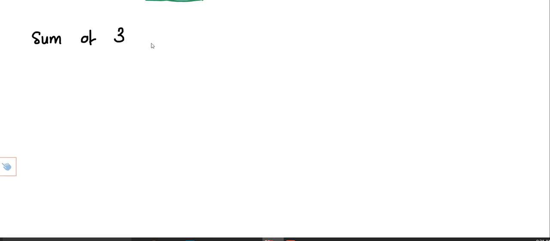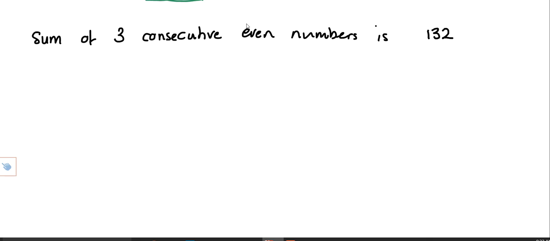The sum of 3 consecutive, is that how you spell consecutive? I think so, yeah. I have no clue. Yeah, it's in the book. The sum of 3 consecutive even numbers is 132. Now, do you know what the word consecutive means? No.